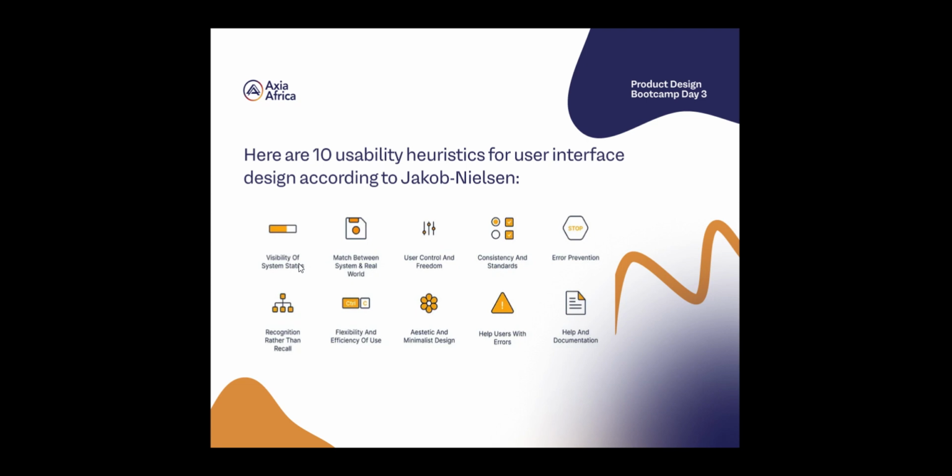Now, the first one, visibility of system status. We have match between system and real world. We have user control and freedom. We have consistency and standards. We have error prevention. We have recognition rather than recall. We have flexibility and efficiency of use. We have aesthetics and minimalist design. We have helping users with errors. And the last one is help and documentation. Now, I've just broadly mentioned everything. Let's now highlight everything one by one.